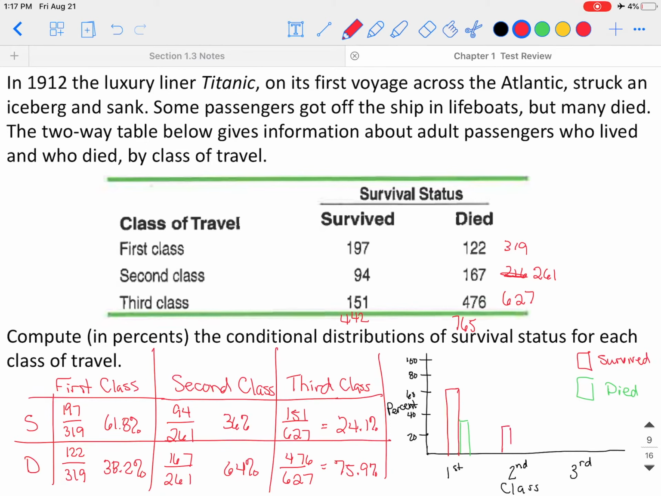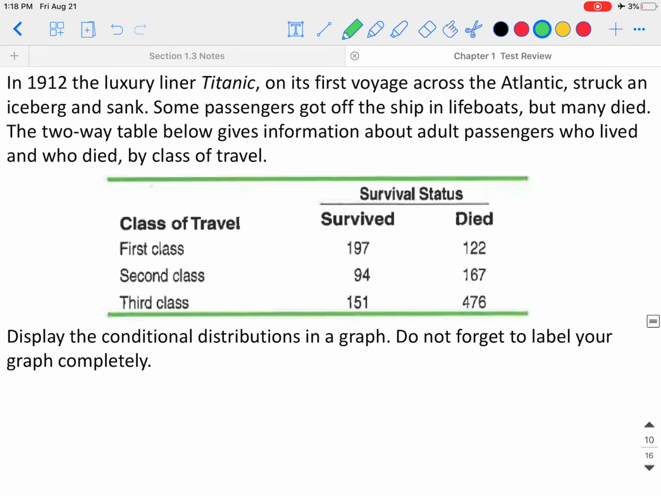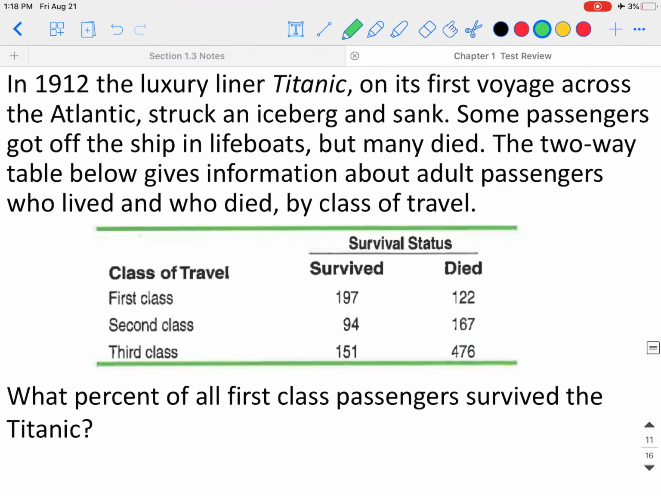On the second class passengers, 36% survived, while 64% died. And third class passengers, only 24% survived, while 75.9% died. Make sure when you make this that you label all the axes appropriately, you give a scale, and you give a key to what your graph is describing.